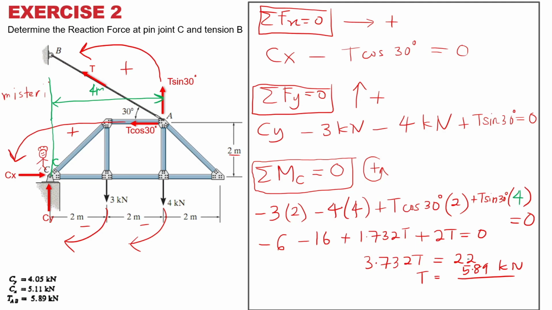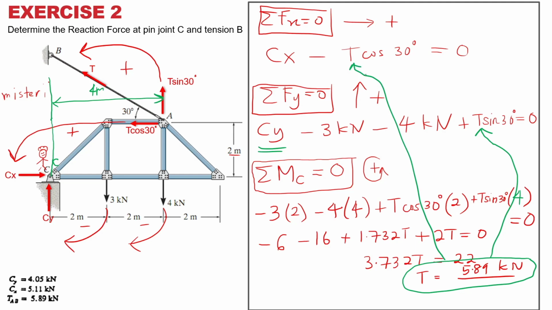So next, you do the same procedure that we've been doing for so long. Plug in, right? So you have to plug in at our first equation. So plug in T 5.89 to get Cy. Plug in at the first equation to get Cx. You should get these values, 4.05 and 5.11. Okay, so all is done. So it looks complicated a bit, but it's not really that complicated.